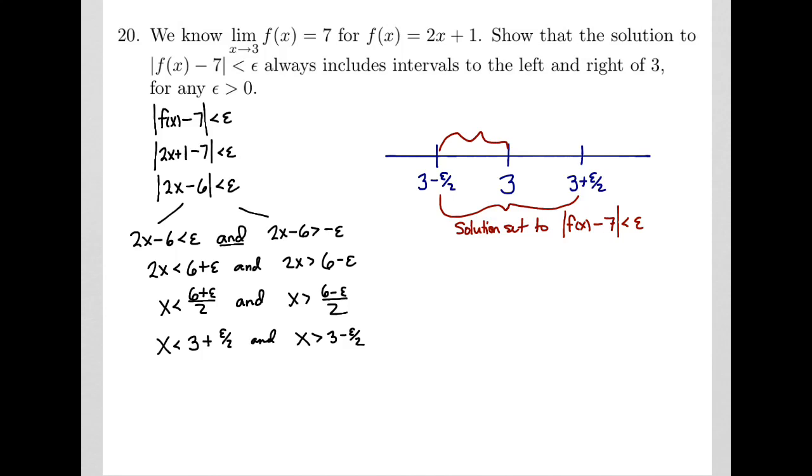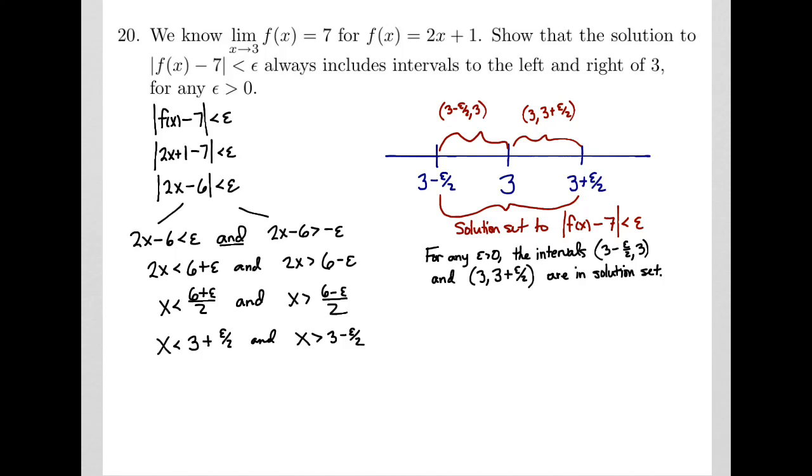And what I want to point out is that I actually have an interval to the left, so 3 minus epsilon over 2 to 3, and I have an interval to the right, 3 to 3 plus epsilon over 2, and these two intervals exist for any epsilon. This gives me the conclusion I was looking for. For any epsilon greater than 0, for any approximation error that I choose, the intervals 3 minus epsilon over 2 to 3 and 3 to 3 plus epsilon over 2 are guaranteed to be in the solution set of my approximation error inequality.